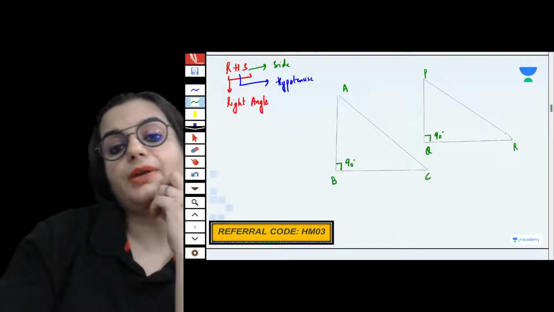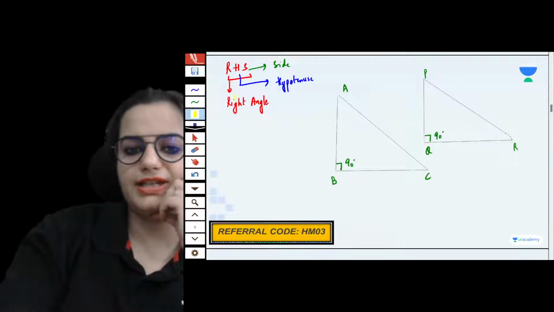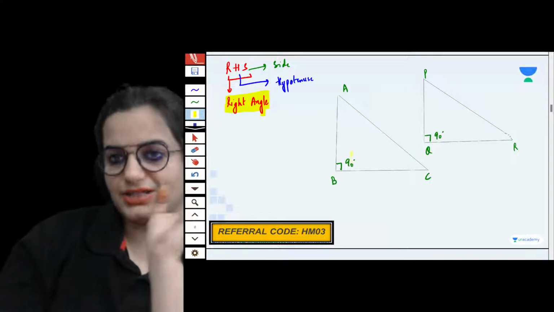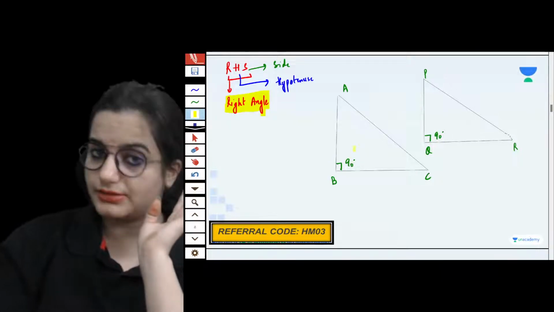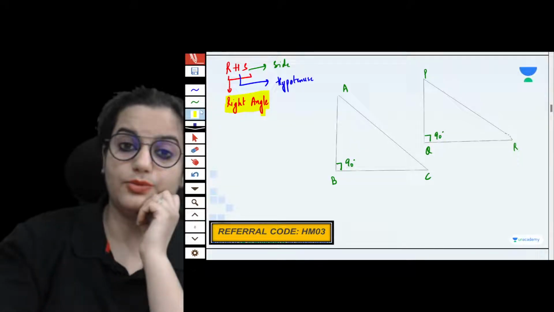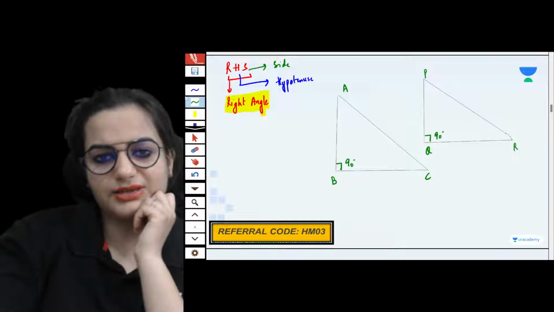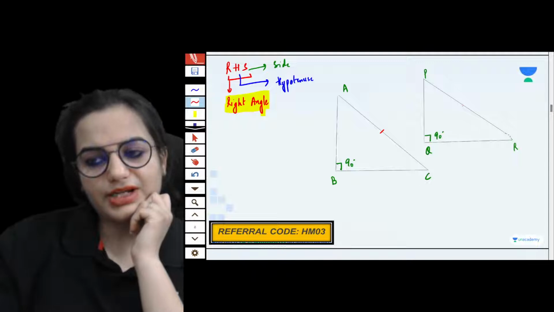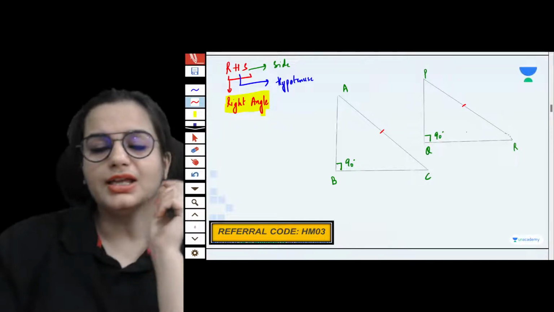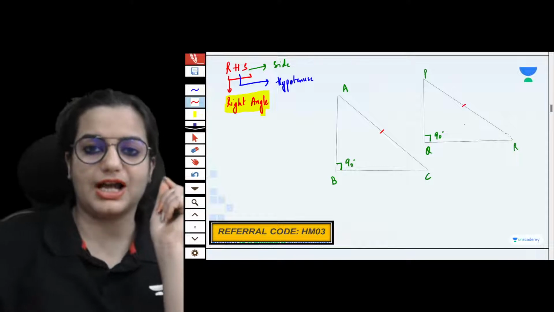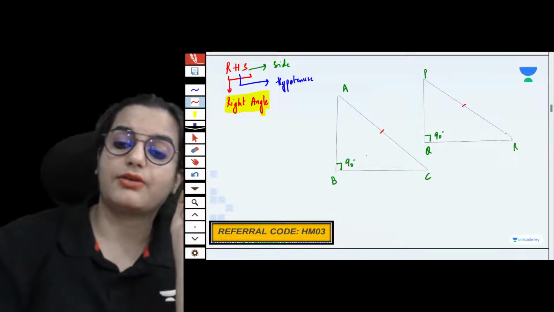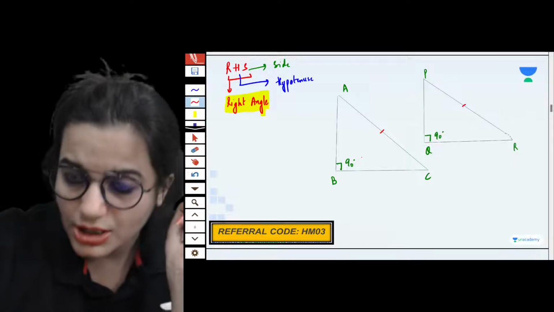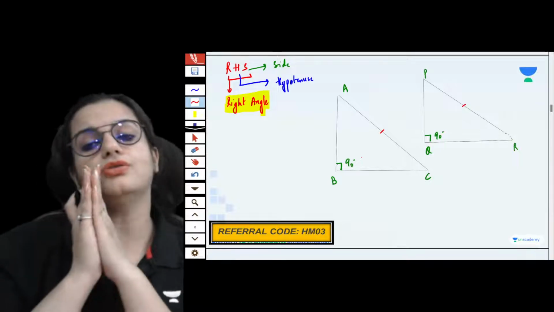If I am saying right angle, the first condition is satisfied. We should have a right angle, then we can say that RHS will be applicable. The first condition is R, the second condition is hypotenuse. In the first triangle, AC is the hypotenuse, and in the second triangle, PR is the hypotenuse. Beta, there is a very important rule you should remember: the side opposite to the right angle is your hypotenuse. It is always opposite to 90 degrees.